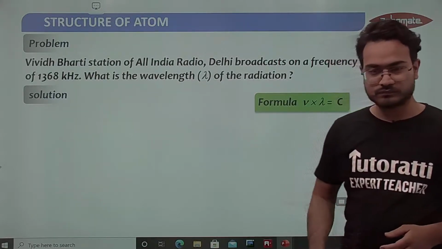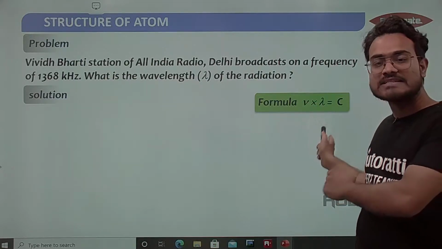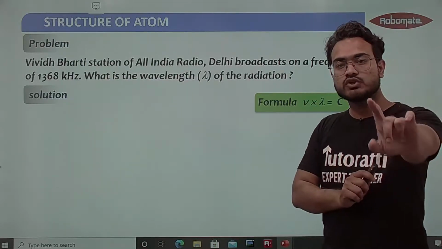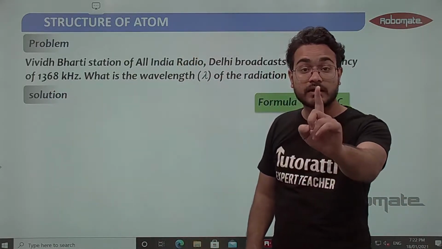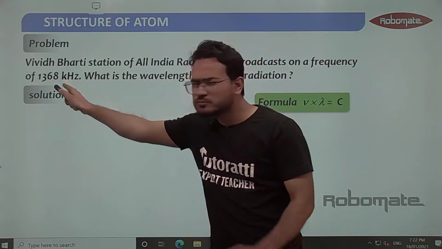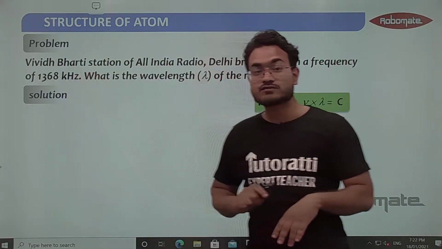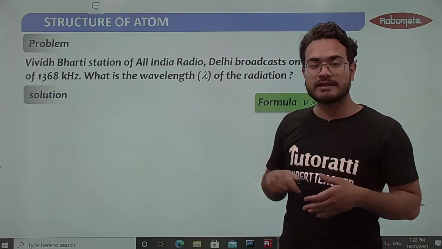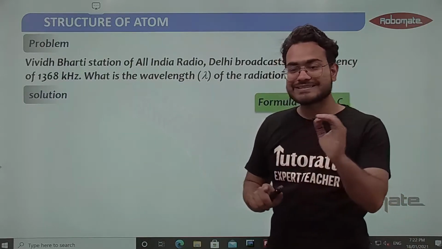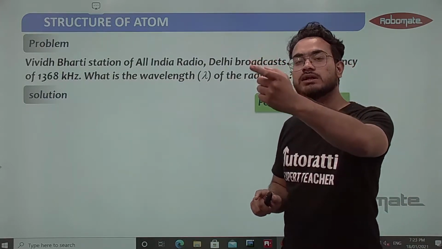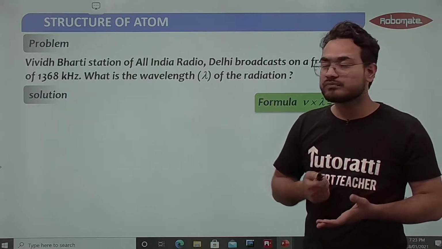This is the formula that we have: frequency into wavelength is equal to C. We have C. Do we have frequency? Yes, this is the frequency 1368. But do not forget this small k because this will cost you dearly. This k stands for kilohertz. It means when you write the value of frequency, you will write 1368 into 10 to the power 3 as the frequency, and C you already know, 3 into 10 to the power 8.